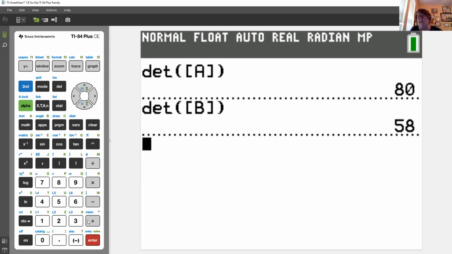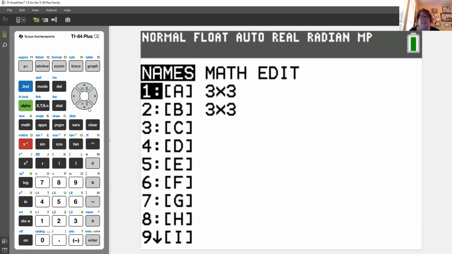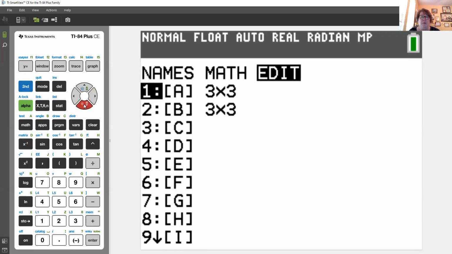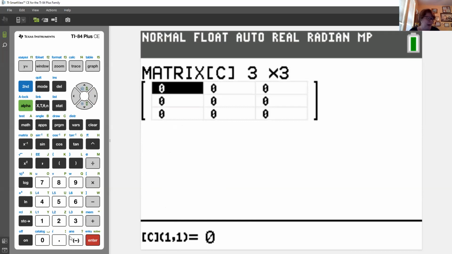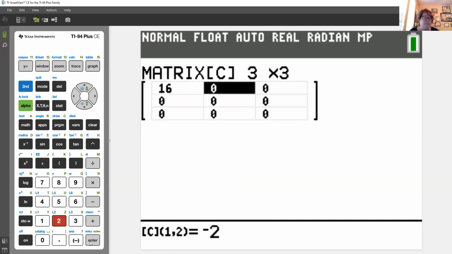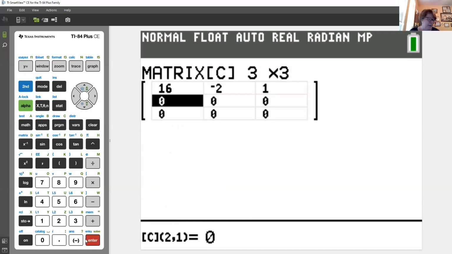All right, so now let's find the determinant of that next matrix, D sub X. So I'm going to go back to my matrix menu. I'm going to go over to edit. I'm going to edit C. All right, it's a 3 by 3. All right, that was 16, -2, 1, -9, 3, -1, 2, 4, 3.